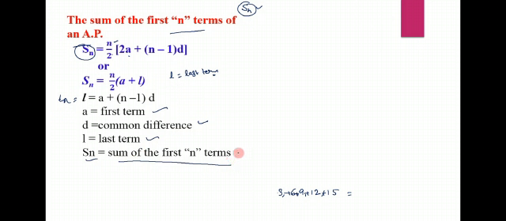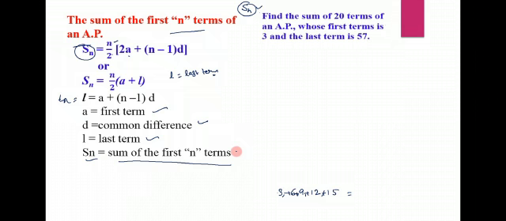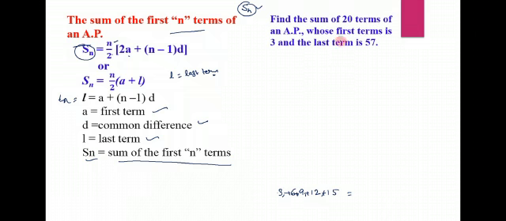By using this formula, you need to do one problem as homework. Please note down this question. Find the sum of 20 terms of AP whose first term is 3 and last term is 57. I hope you will try it later.